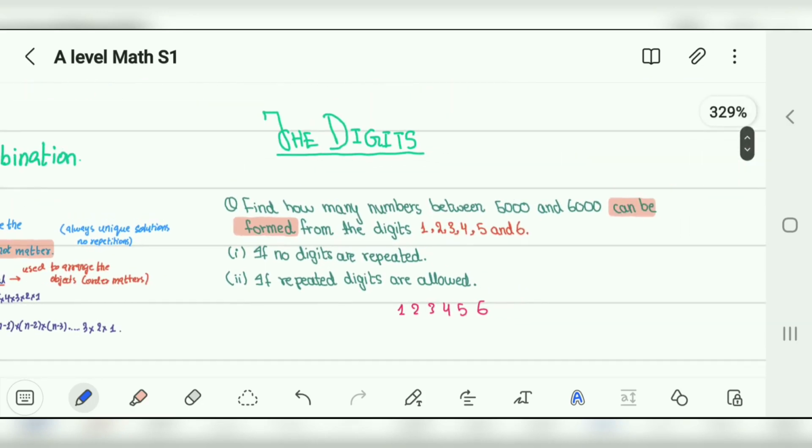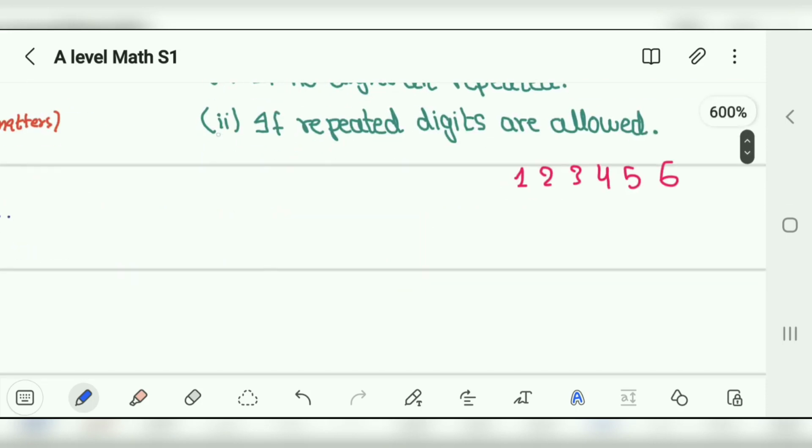We have this question, the digits. Question 1. Find how many numbers between 5000 and 6000 can be formed from the digits 1, 2, 3, 4, 5, and 6. Part 1. If no digits are repeated, which means whenever we choose a number, that number will not be used again. What's done is done. Okay, so let's start with part 1.